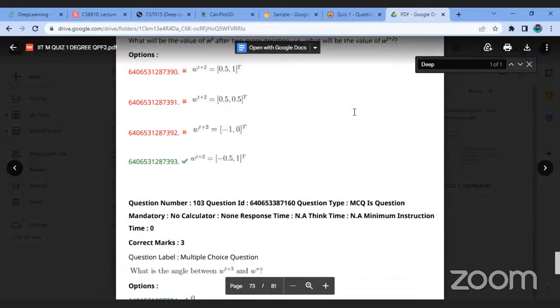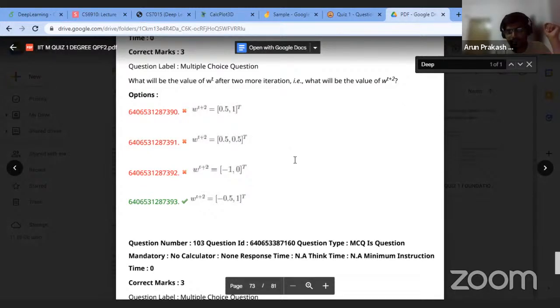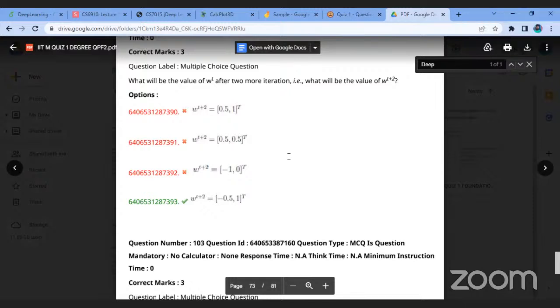Now we have this WT plus 2. Sir, I think I actually forget how to update, the updation part. Can you please remind me?